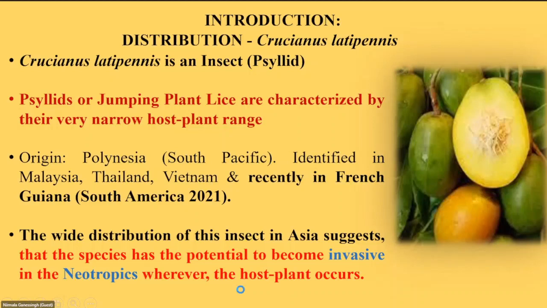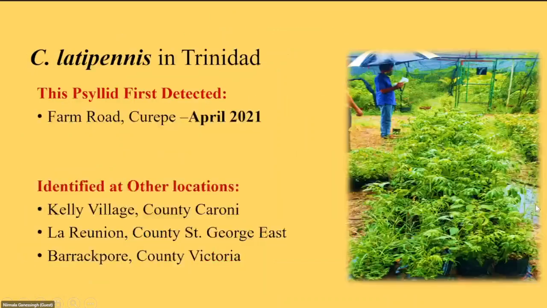Last year in April 2021, this insect, Chrysaenus latapenis, was confirmed in Trinidad at Farm Road, Carib. It was then identified in other locations in Trinidad: Kelly Village, County Caroni, La Reunion, St. George East, Barapore, County Victoria. The picture on the slide shows Pommecythere seedling plants infected with insect pests.